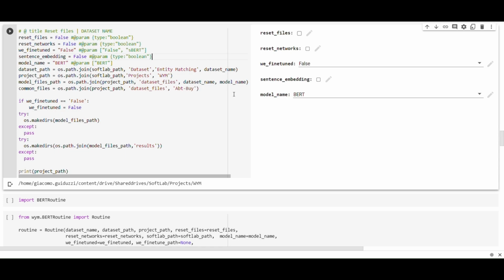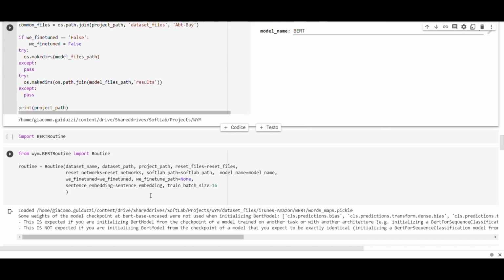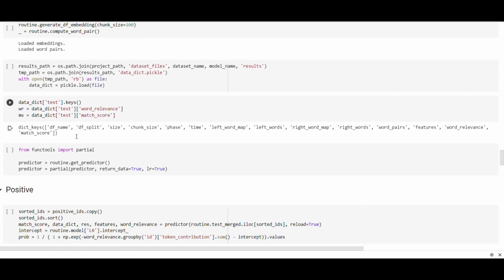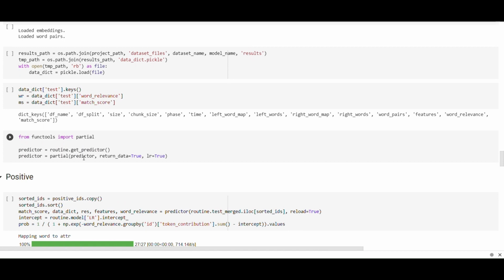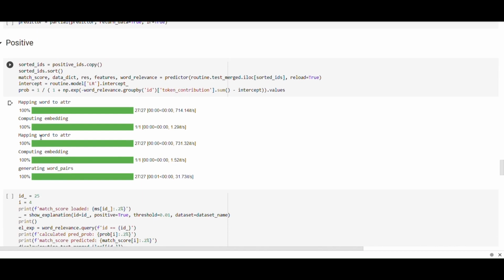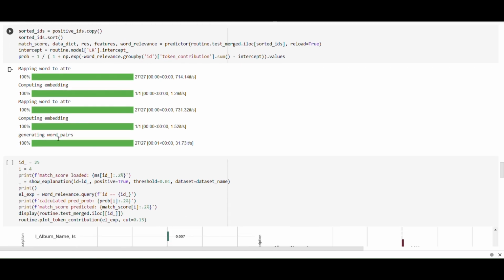This Jupyter notebook presents a comparison between LIME explanations and WYM. After importing the necessary modules, BERT is initialized using the iTunes Amazon dataset to generate word embeddings. Subsequently, WYM is used to compute predictions and the impact of decision units. For the sake of simplicity, the same example shown in the architecture figure is utilized.